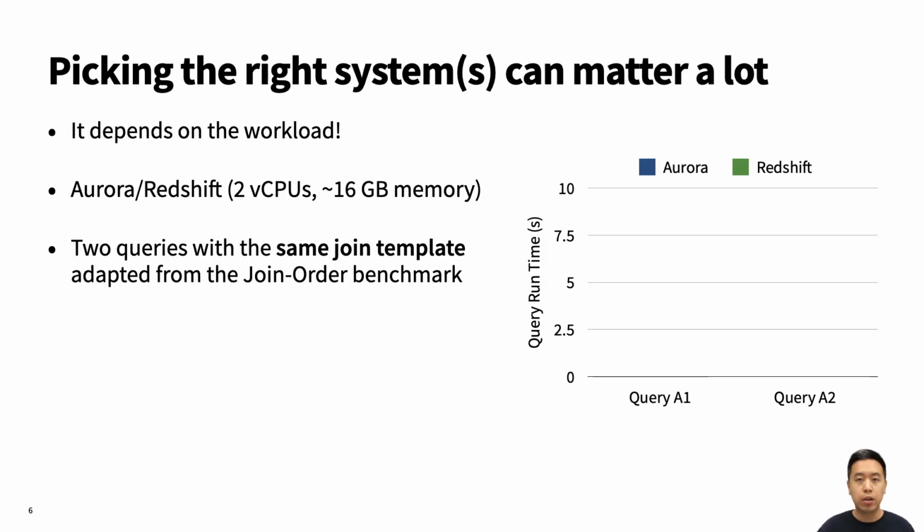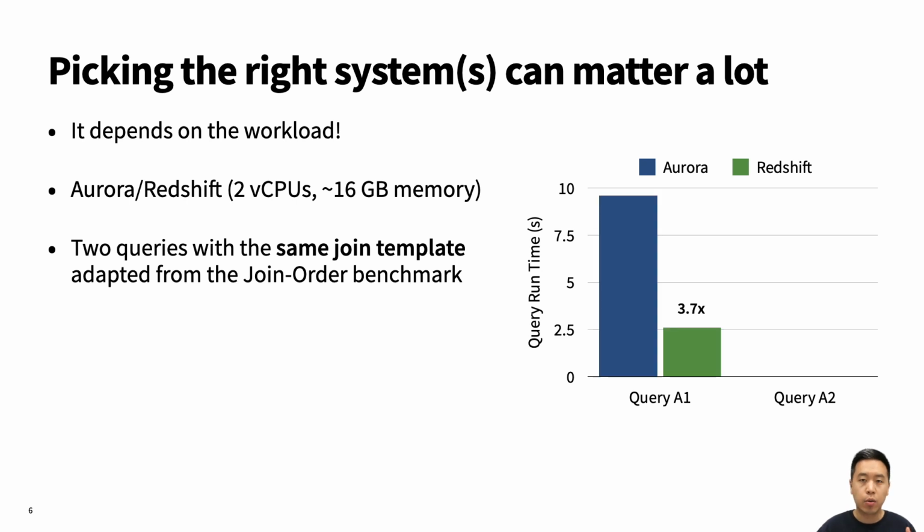So it turns out that picking the right system can actually matter quite a bit. We ran an experiment where we ran queries on Aurora and Redshift, and we configured these two systems with similar amounts of hardware. For those who are not as familiar, Aurora is a transactional database, and Redshift is a data warehouse, so it's an analytical database. We ran two queries that have the same join template that were adapted from the join order benchmark. On the plot on the right, the y-axis is query runtime, so lower is better.